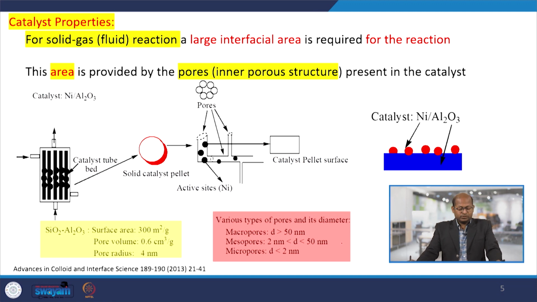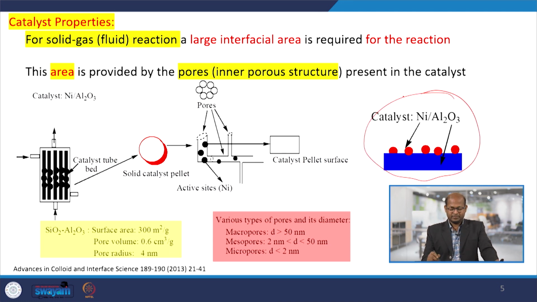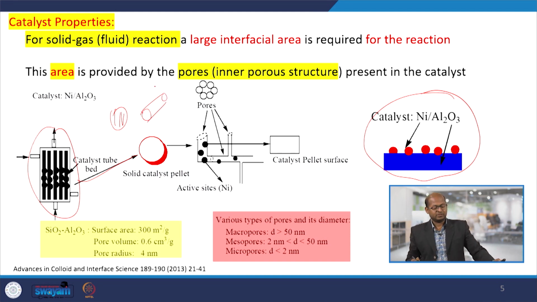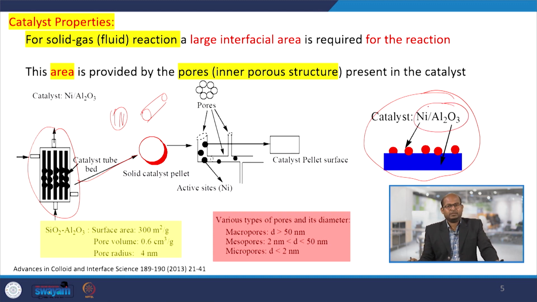In gas-solid systems, the gas is the reactant and the solid is the catalyst. This is our reactor system. Here the catalyst is usually considered in spherical or cylindrical forms, or we can design some different forms and give the catalyst a particular shape, which we will discuss later. Once the catalyst is there, let us say a nickel alumina catalyst.